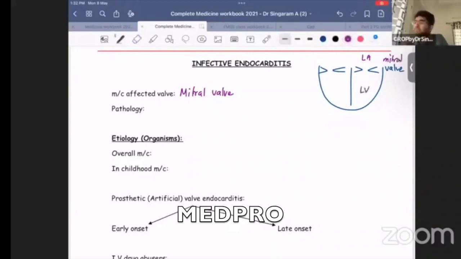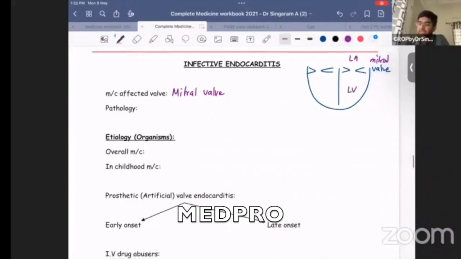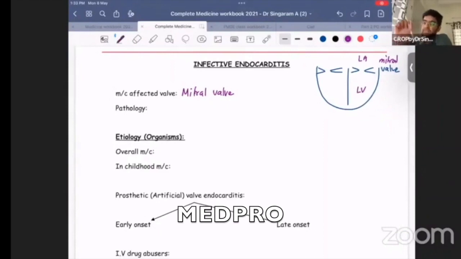Whenever the bacteria is colonizing the valves, it forms small structures on the valves. Any idea what you call these structures? I'm sure in your pathology classes they must have told you. Yes, this is what we call vegetations. This is what is called a vegetation. Basically, a vegetation looks something like this.